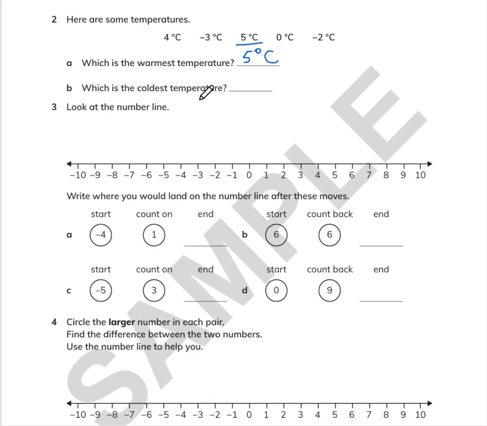Which is the coldest temperature? The coldest temperature is minus 3, because this is the least value here. After 0 we will have minus 1, minus 2, and then minus 3. Minus 3 is the lowest temperature here.